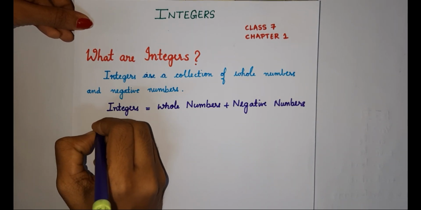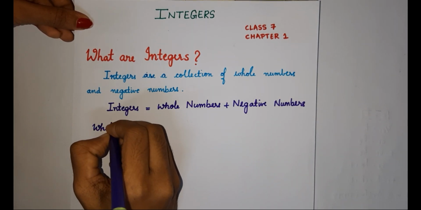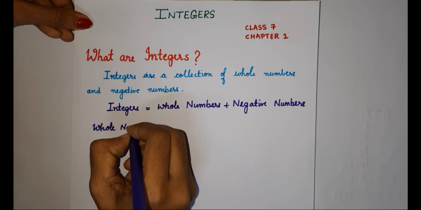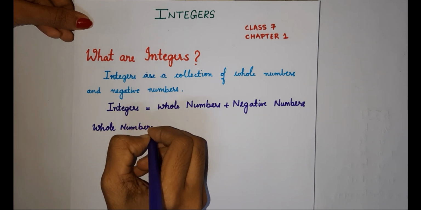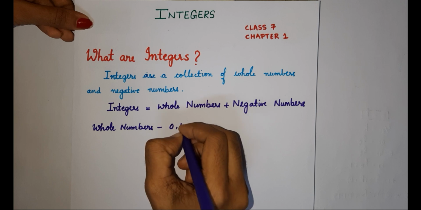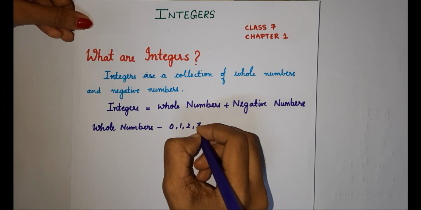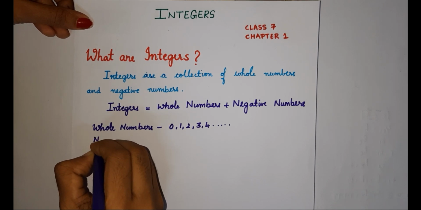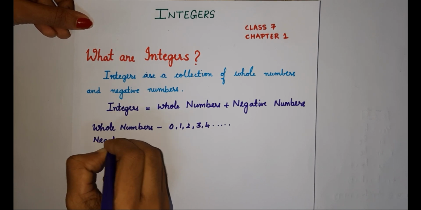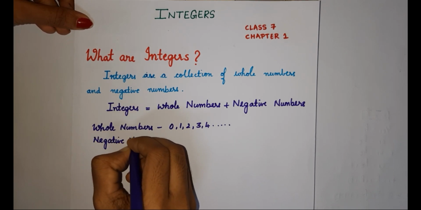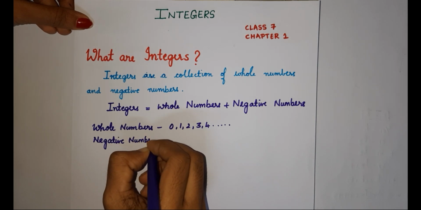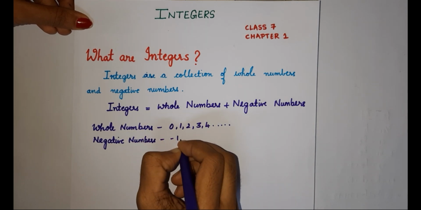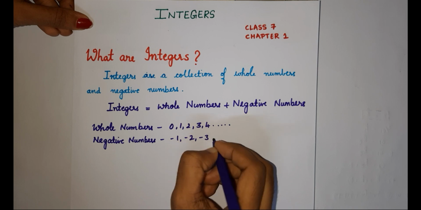What are some of the whole numbers? Whole numbers are the numbers that include all positive numbers and 0. So whole numbers are 0, 1, 2, 3, 4, etc. Similarly, negative numbers are those having negative signs. That is -1, -2, -3, and so on.